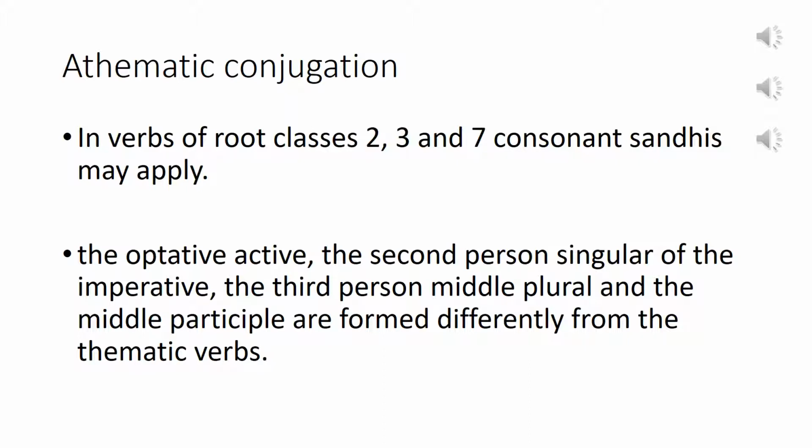Note that in verbs of root classes 2, 3 and 7, the endings come directly in contact with the final consonants of the roots ending in consonants, and therefore the sometimes very complicated consonant sandhis may apply. Also, the optative active, the second person singular of the imperative, the third person middle plural and the middle participle are formed differently from the thematic verbs.